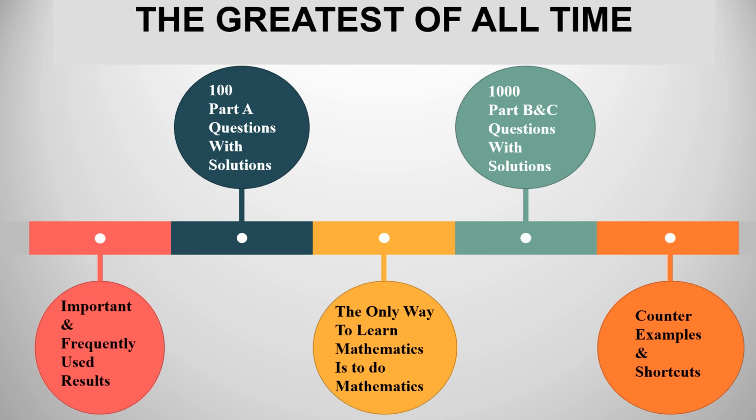Firstly, important and frequently used results and theorems. Second, 100 Part A, that is General Aptitude and Reasoning questions with solutions. Third, 1000 Part B and C questions with solutions of mathematical science. And fourth, counter examples and shortcut methods to solve the question paper. All of this in just one place. Let me tell you in detail and in a simple way what is the importance of each of them.